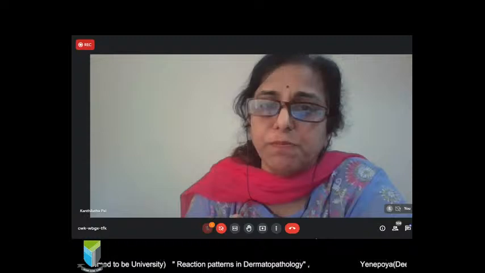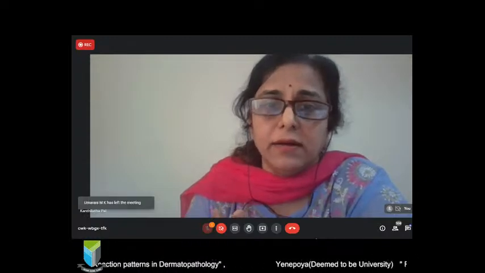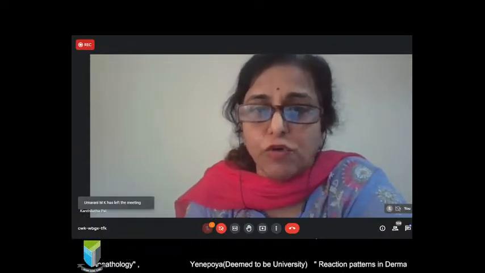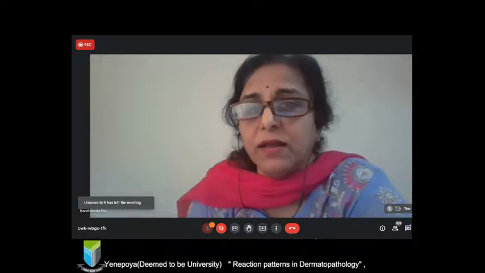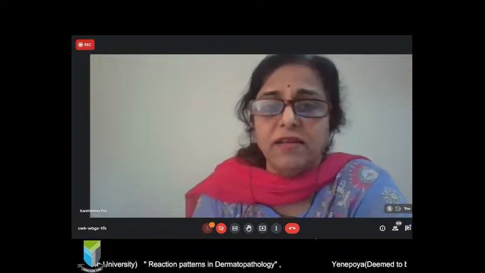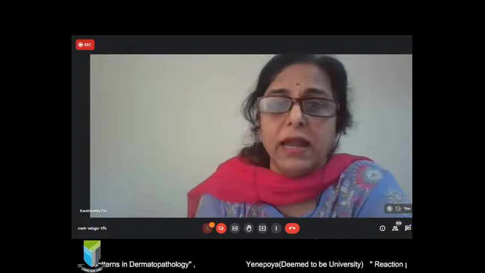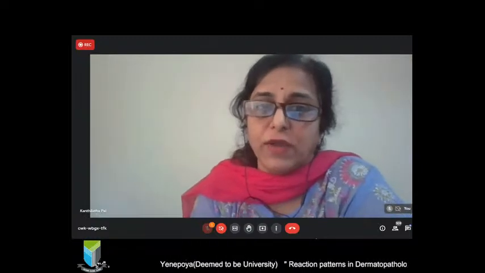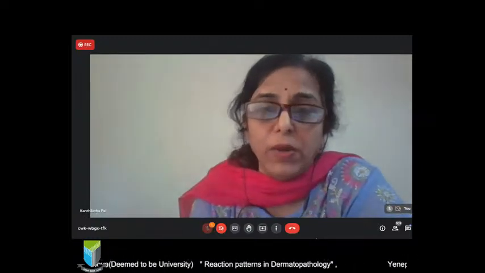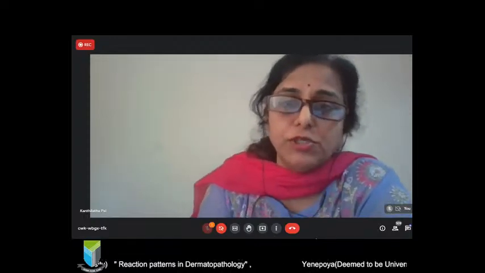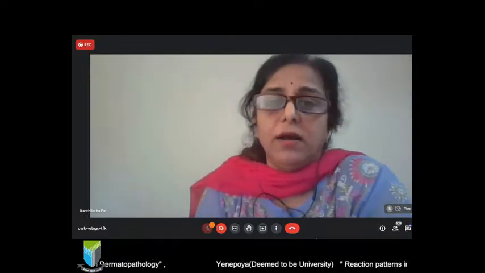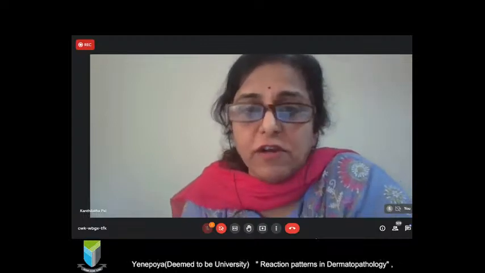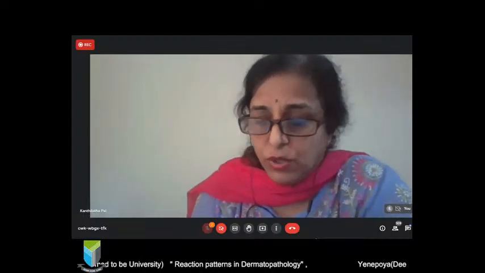Now, as it progresses further, you see this is chronic spongiotic dermatitis. The spongiosis is minimal here, and the dermis will show fibrosis. So chronic spongiotic dermatitis almost starts appearing like a psoriasiform pattern, if you can see here. So there is overlap between the reaction patterns. Chronic spongiotic dermatitis is a histological differential diagnosis for psoriasis.